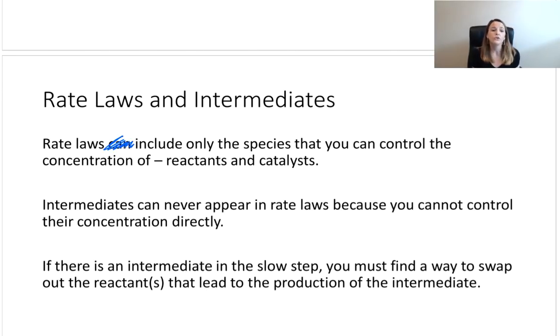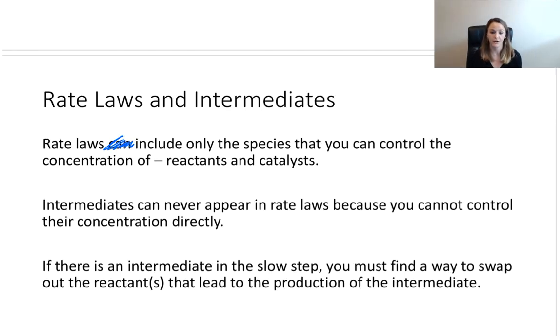Rate laws include only the species that you can control the concentration of. So they have to be reactants and catalysts, okay? Honestly, though, you are never going to put a catalyst in a rate law. That is super, super weird. Sometimes you can do it in Gen Chem because mathematically that's how it works. But in real life, you don't do it. That is a weird thing to do. You get laughed right out of your conference. Don't do it, okay?